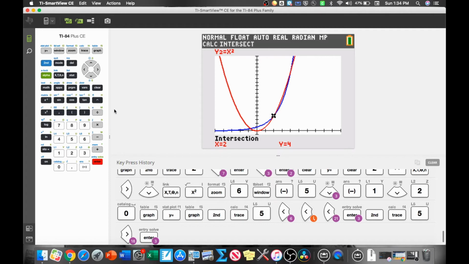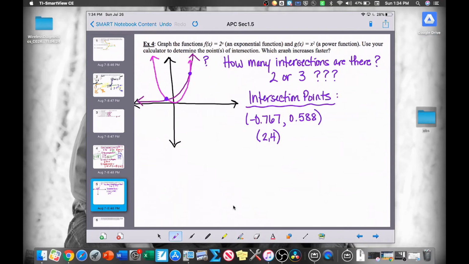All right, and then on to our third intersection. I am going to do second level, calculate, intersect one more time. I'm going to bring my cursor closer to that third intersection, just somewhere up here. Oops, a little too far, sorry. Back up, okay. First curve, yes. Second curve, yes, yes, yes. And the third intersection is at 4, 16. All right, so let's go back to our notes and let's record that intersection. I recorded the 2, 4, and I'm going to record the 4, 16 as my third intersection.